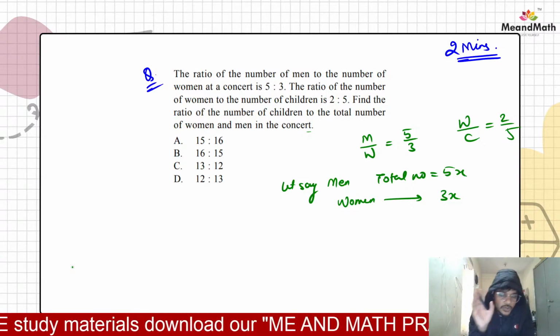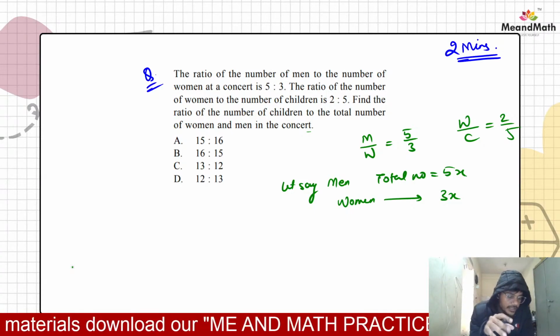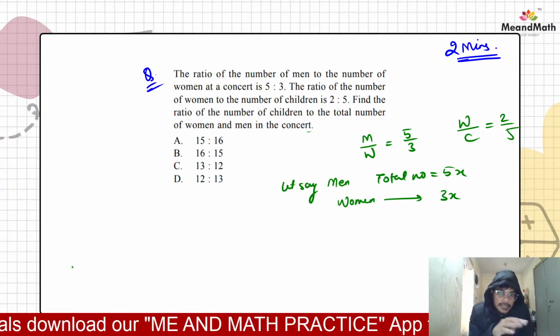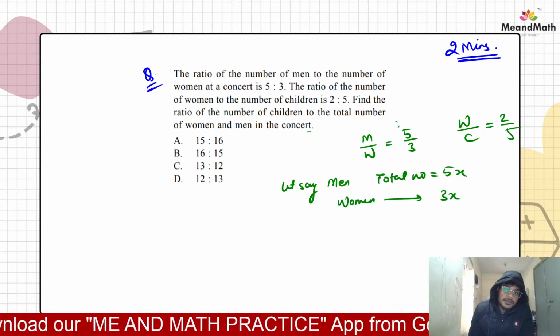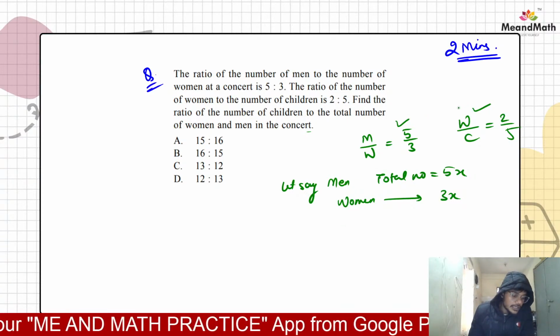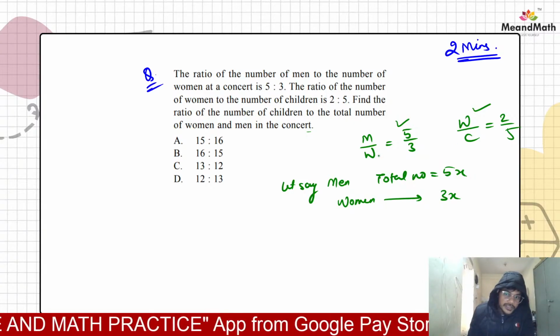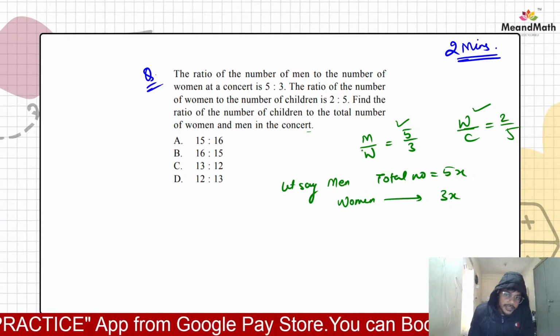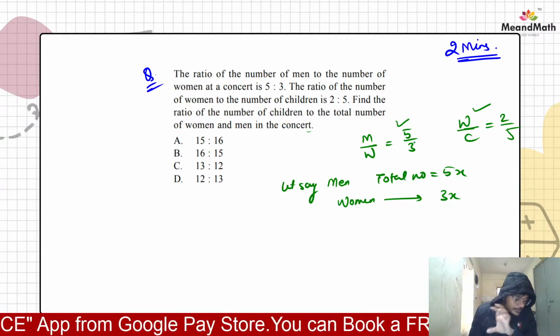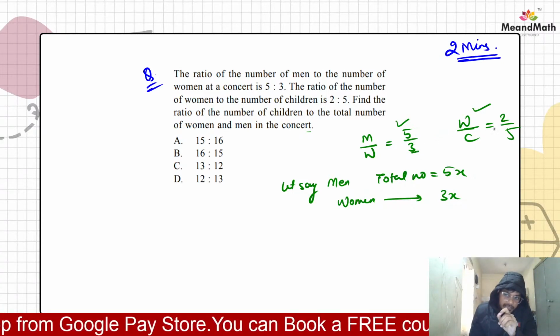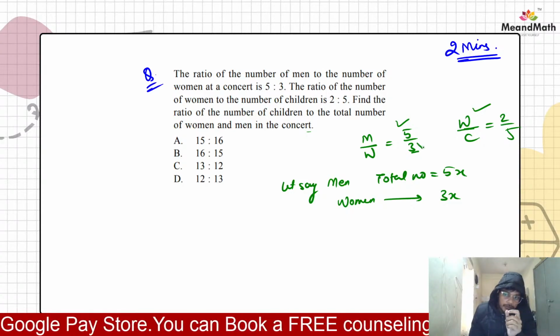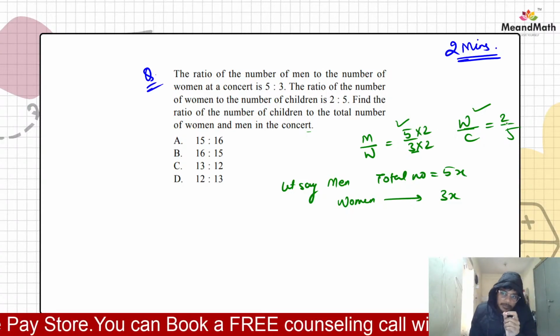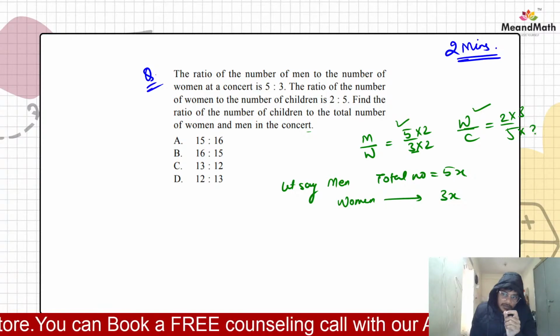Okay, see, there are two methods to solve this question, right? First of all, you can do one thing. There are two ratios now. Make them in one ratio, right? How would you do them? See, what is the common number in here? The common number is of women, right? So you can make the women's number the same. There is 3, here is 2. So what will you do? Multiply this with 2, multiply this with 3, right?